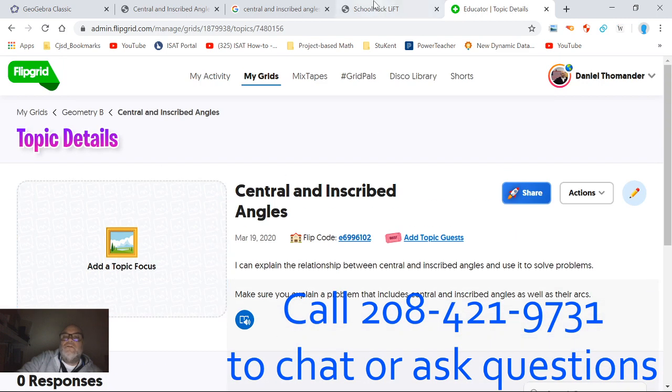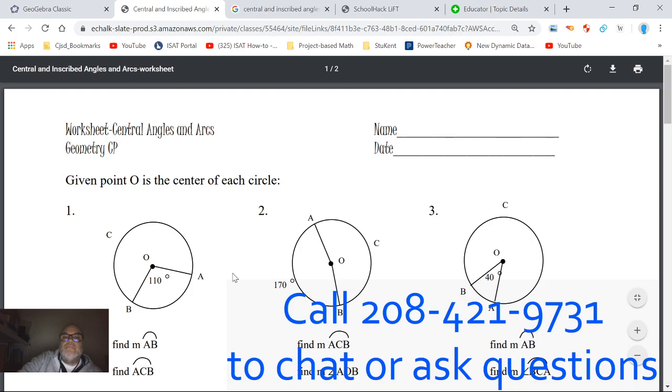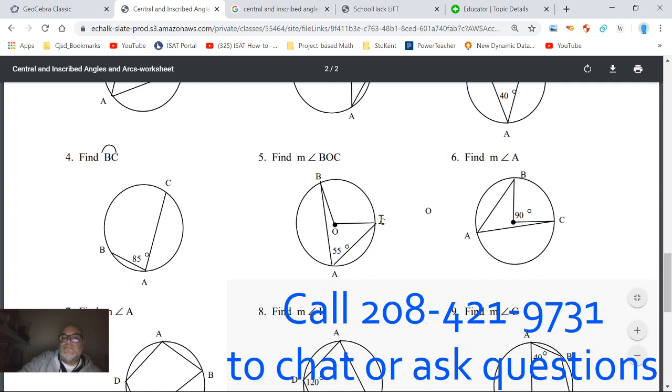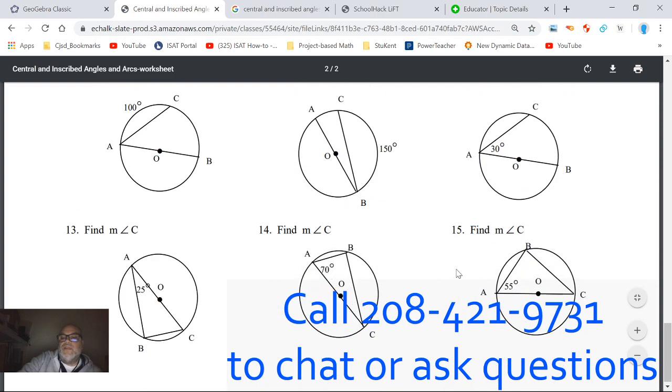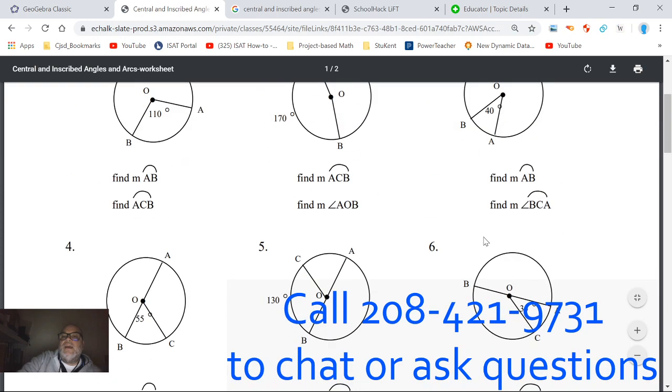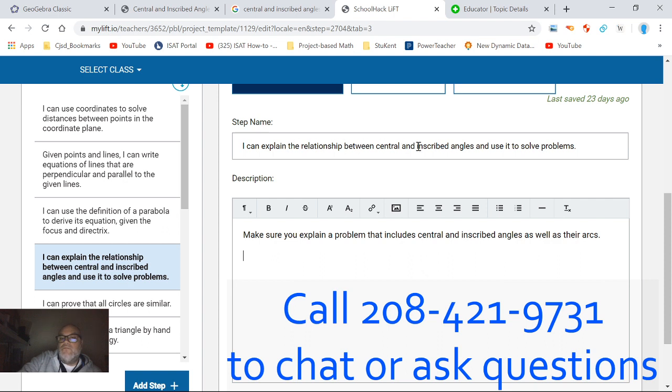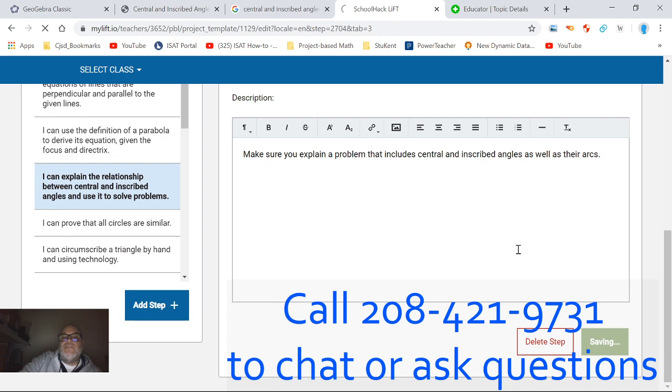So what I would do is pull this up and record yourself, right? And record yourself explaining one of these kinds of problems over here. And even before you do that, I would just explain the relationship first, because you have to explain the relationship. So just remember, the relationship is simple. Inscribed angles are half the measure of the central angle, right? Inscribed angles are half. That means central angles are 2 times the size of the inscribed angle. So you just explain that concept and then show that you can solve a problem with it, and you will be done. I'm going to hit save there.